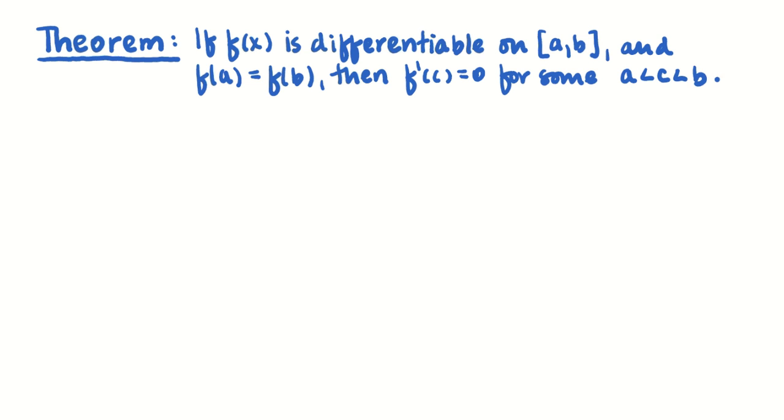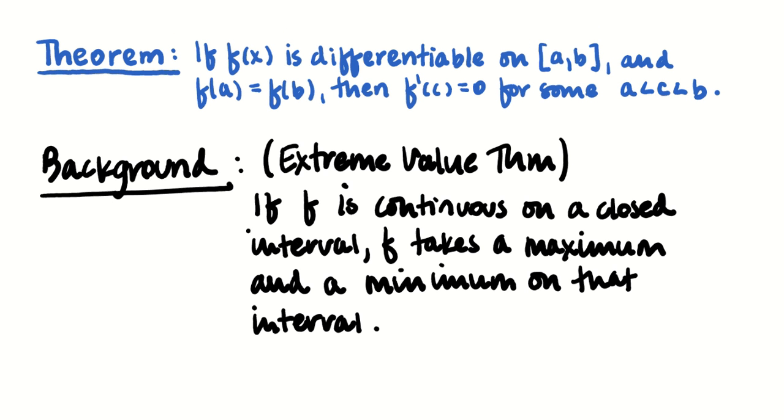One thing you need to know about, before I go into this, is the extreme value theorem, which tells us that if f is a continuous function on a closed interval, then it must take both a maximum and a minimum on that interval. If it's continuous on the closed interval, it's got to have a maximum and a minimum.